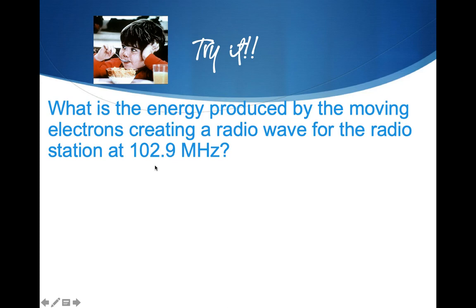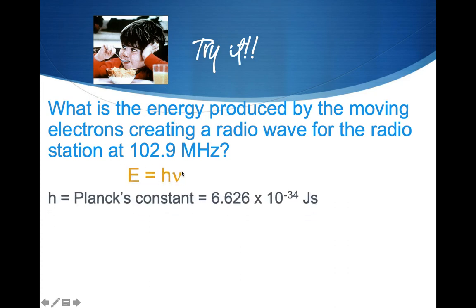So you could plug in your own radio station if you prefer, but let's go ahead and do this example together. So I'm asking you to calculate the energy. So then I know that I'm using this equation, E equals hν. I know that Planck's constant is always given to me as 6.626 times 10 to the negative 34 joules times seconds, but then I've got to figure out what frequency is.